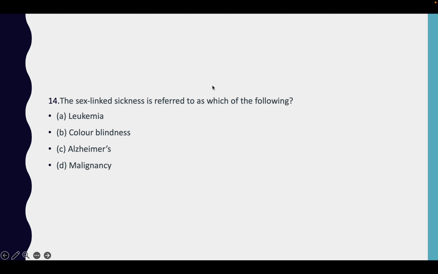The sex linked sickness is referred to as which of the following? Option B. Yes, it is color blindness. It is a recessive disorder on the X chromosome.